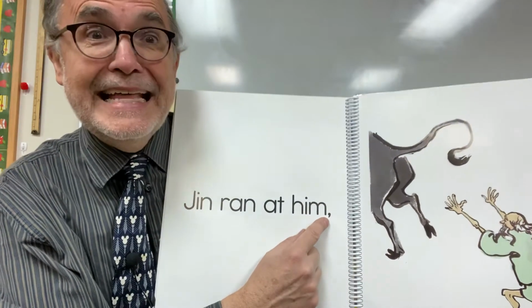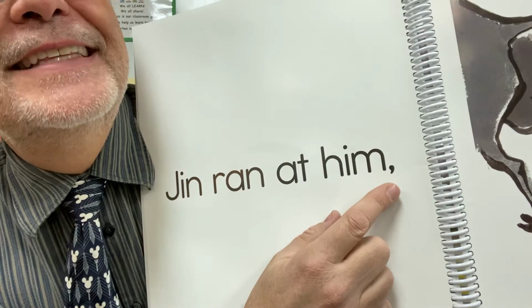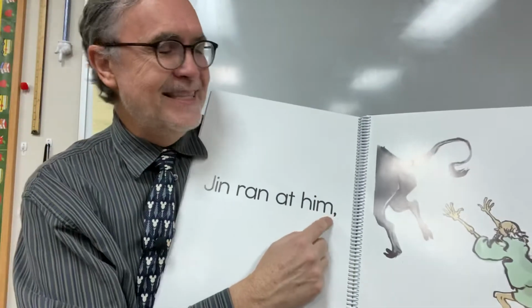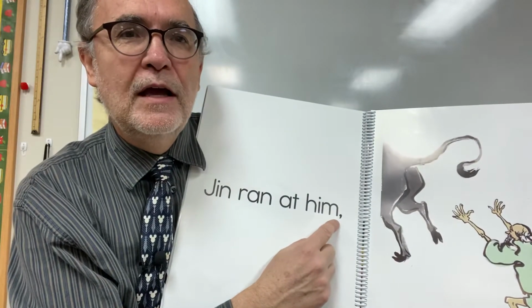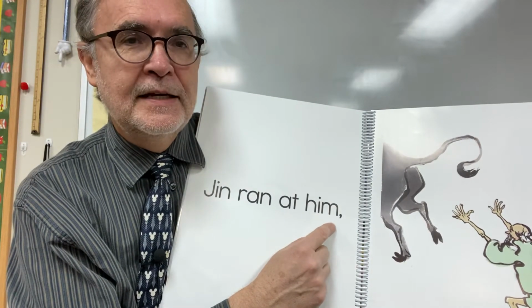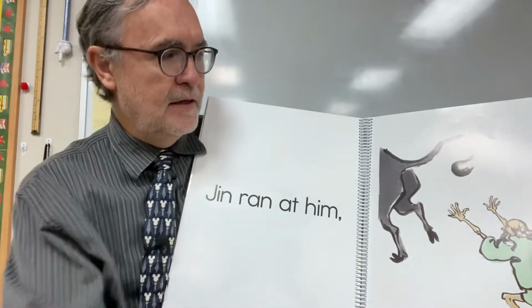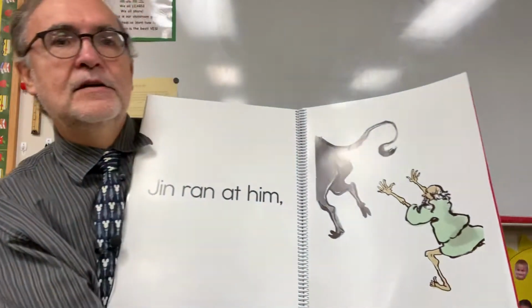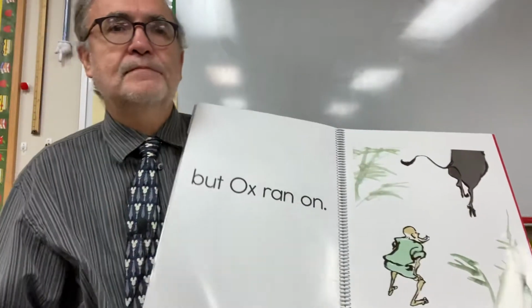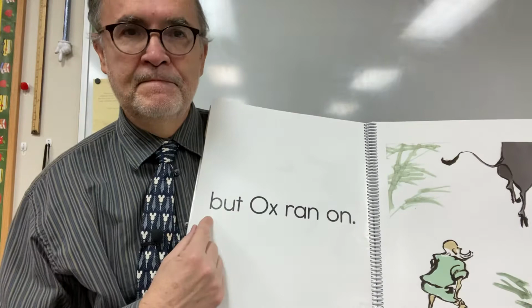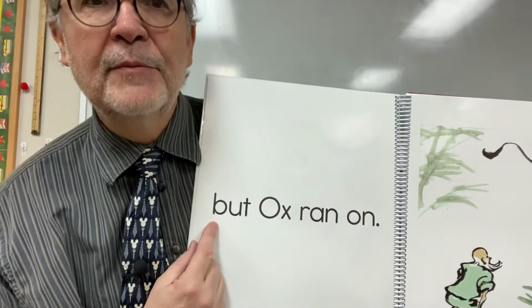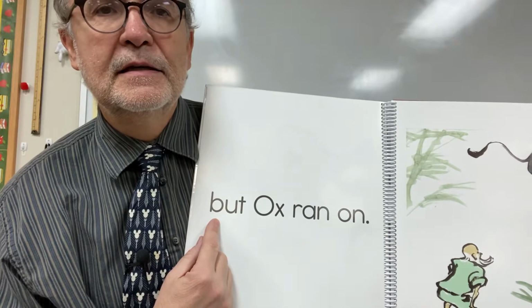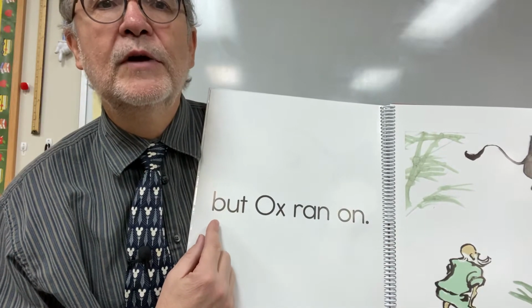Oh, nope. That's not a period. Do you remember the name of that one? A comma. That means that the sentence is not over. Something more is going to come. But we do have the capital at the beginning, and all the others are lowercase. There's Jin running to him. Now notice this does not have a capital letter because it is not the beginning of the sentence. This means the sentence keeps going.